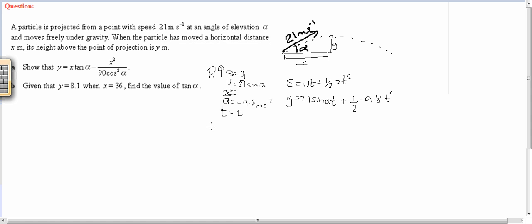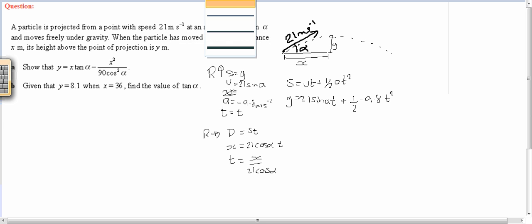To work out t, I'm going to resolve across. Resolving across, because there's no other resistance apart from gravity, I've got distance equals speed times time. My distance is x. My speed is 21 cos alpha. So I can rearrange this to find out what t is. So t is going to equal x over 21 cos alpha. So I can substitute that back in, into here.